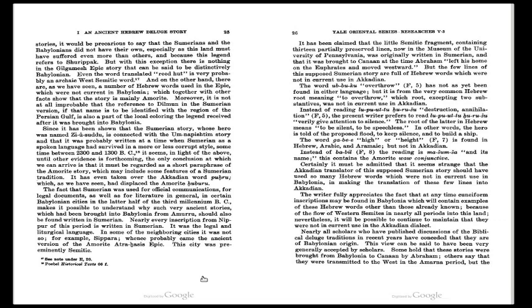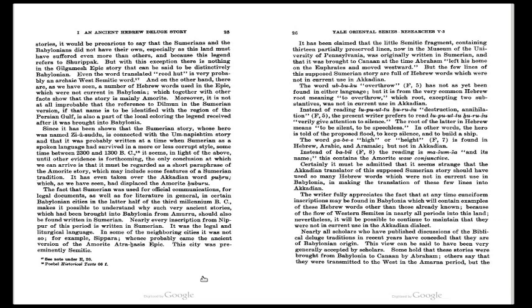The fact that Sumerian was used for official communications, for legal documents, as well as for literature in general in certain Babylonian cities in the latter half of the 3rd millennium BC, makes it possible to understand why such very ancient stories which had been brought into Babylonia from Amuru should also be found in written Sumerian. Nearly every subscription from Nippur of this period is written in Sumerian. It was the legal and liturgical language. In some of the neighbouring cities it was not so. For example, Sippara, which probably became the ancient version of the Amorite Atrahasis epic. This city was preeminently Semitic.